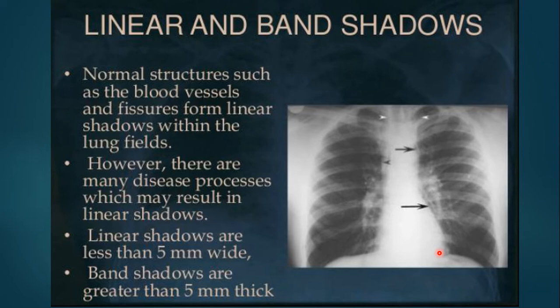There are normal structures in the chest, in the lungs, that cause linear or band shadows, for example, blood vessels. The fissures form linear shadows within the lung fields. And there are disease processes that may result in linear shadows, which we will talk about in a moment. For example, you can see here, there is a line. These are linear shadows here and here and here. All of these are linear shadows.